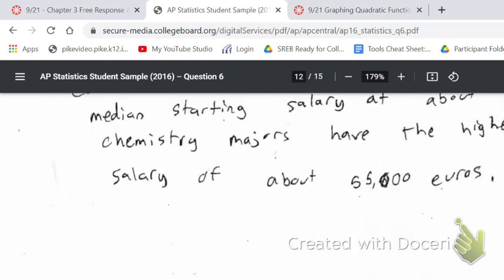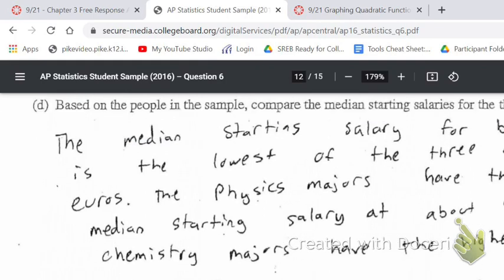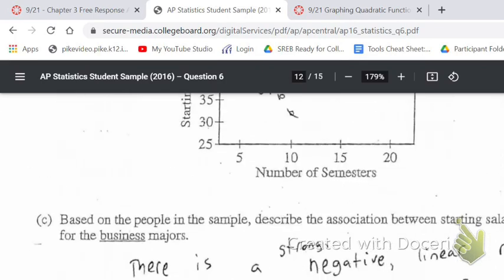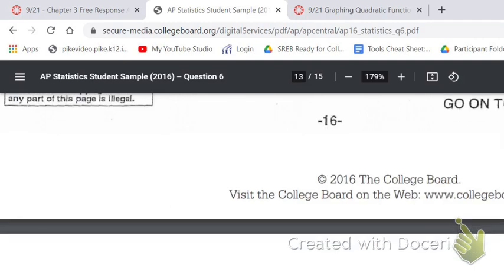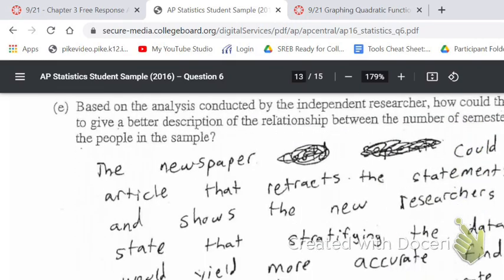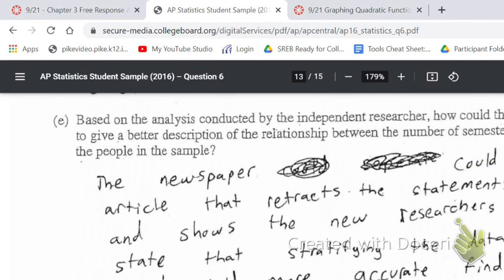Last question. Oh, where did it go? Let's see, part E. Oh, there it is. I got lost. Based on the analysis conducted by the independent researcher, which is on the back side, how could the newspaper report be modified to give a better description of the relationship between the number of semesters and starting salary for the people in the sample?